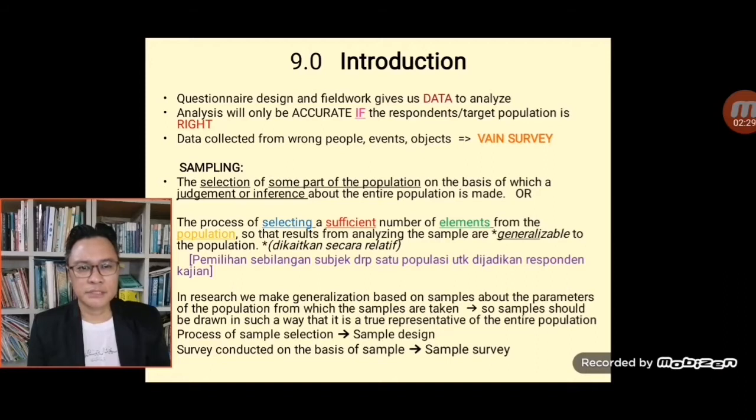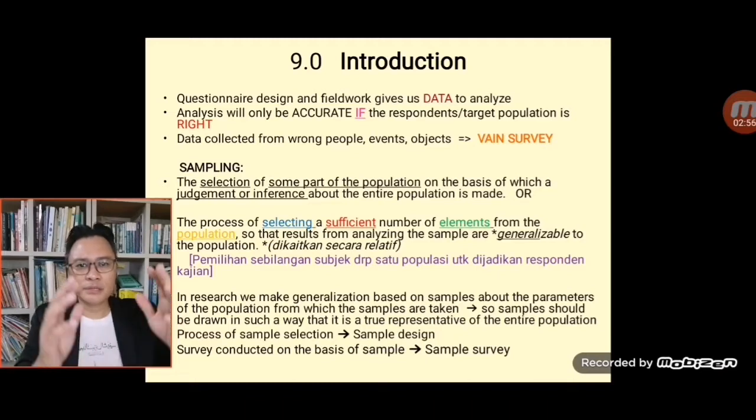Sampling: the selection of some part of the population on the basis of which a judgment or inference about the entire population is made, or the process of selecting a sufficient number of elements from the population. So it is very important for you to identify that population, that particular area. If you do have a small population, then your sample size would be small as well.